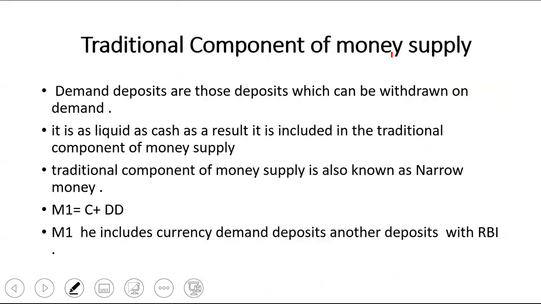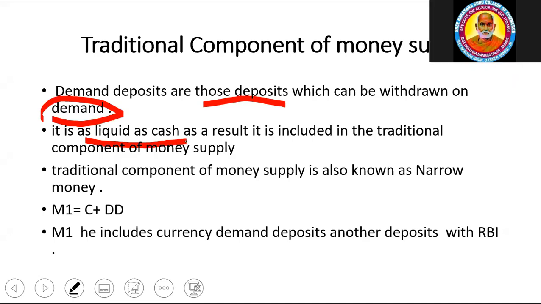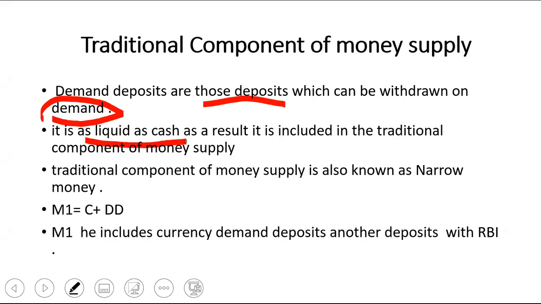That is the meaning. Now, traditional component of money supply, देखो, demand deposits are those deposits which can be withdrawn on demand. मैंने आज 11 बजे बैंक में 5 लाख रुपए डिपॉजिट किया, लेकिन 1 बजे मेरे को एकदम इमरजेंसी आ गया, I can withdraw that because it is a demand deposit. It is as liquid as cash. घर में जैसा कैश रखता है उतना लिक्विड है डिमांड डिपॉजिट, उसमें बिल्कुल कोई डेंजर है ही नहीं. अभी तो डेबिट कार्ड के साथ कभी भी you can withdraw your money. That is why this is included in the traditional component of money supply.